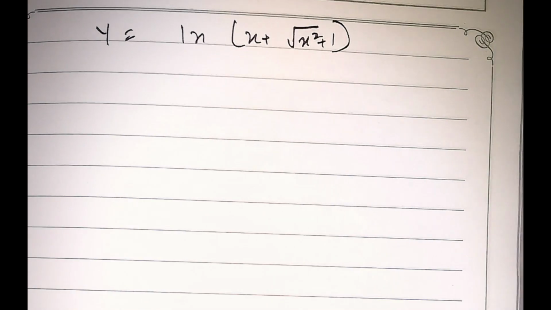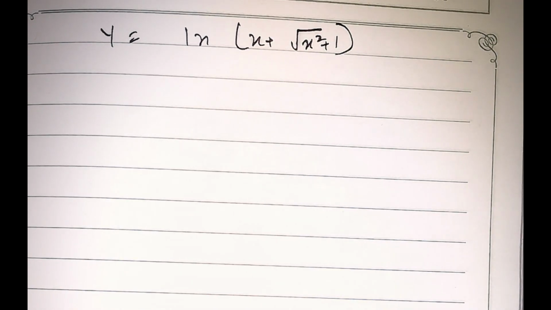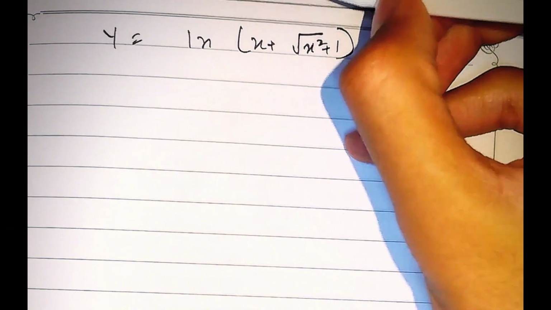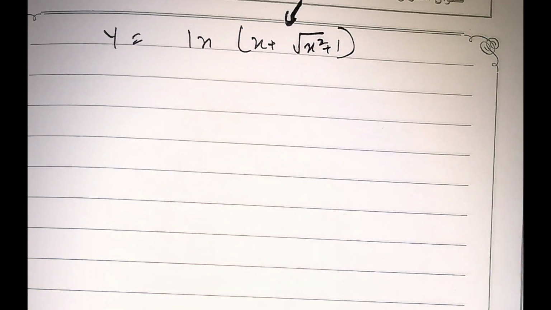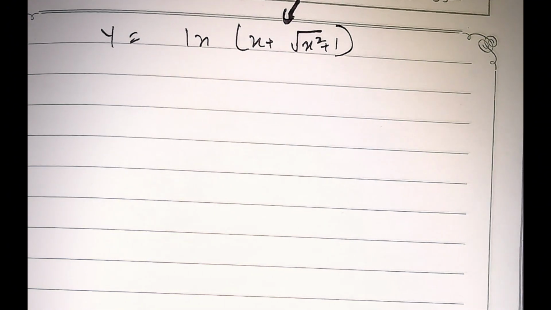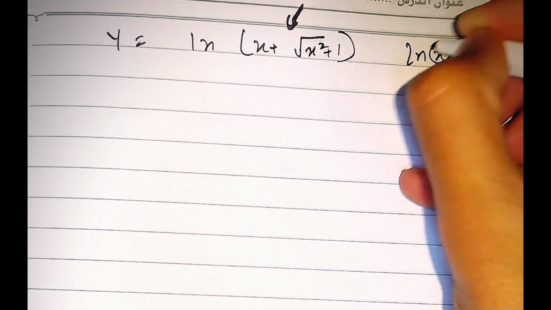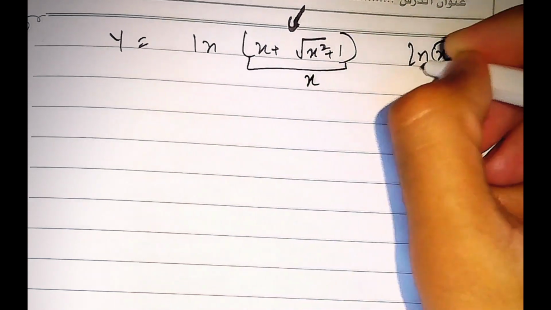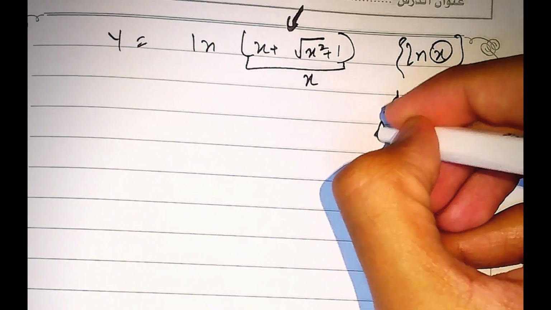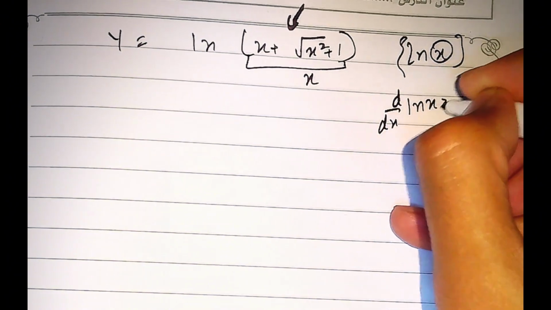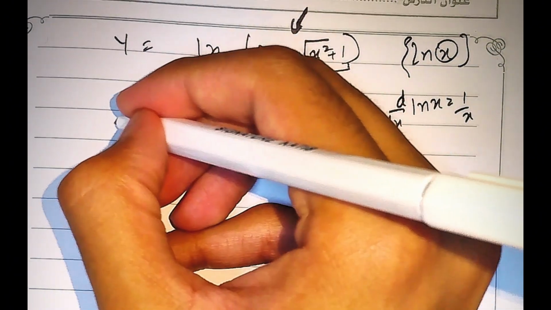Okay, so we have y is equal to x plus root of x square plus 1. Now remember, this is actually a function of log. You can consider it something like log of x, so this entire thing is my x. Now we know that the derivative of a log of x is actually 1 divided by x, right? So I can write this thing.